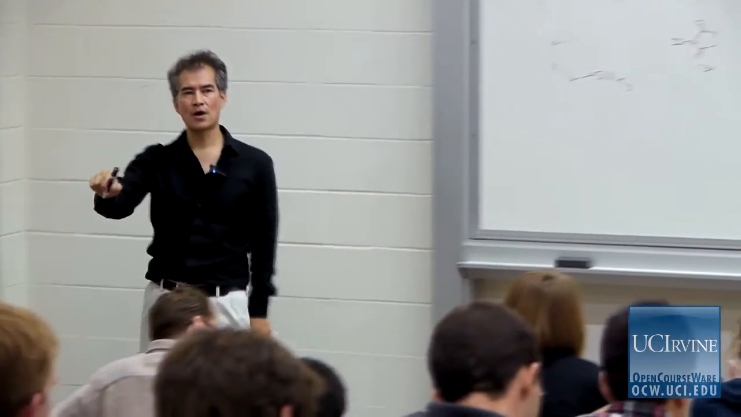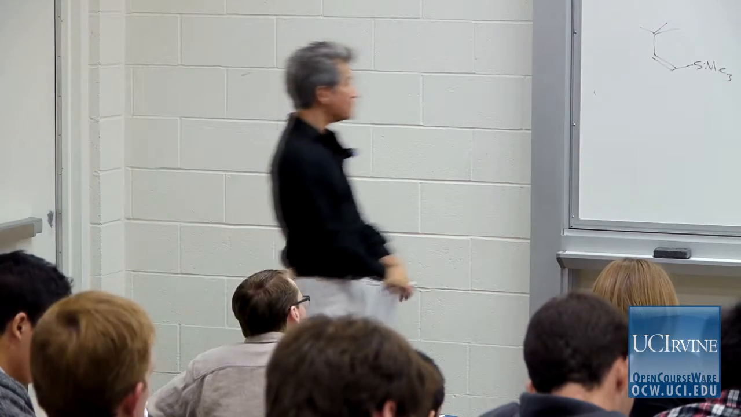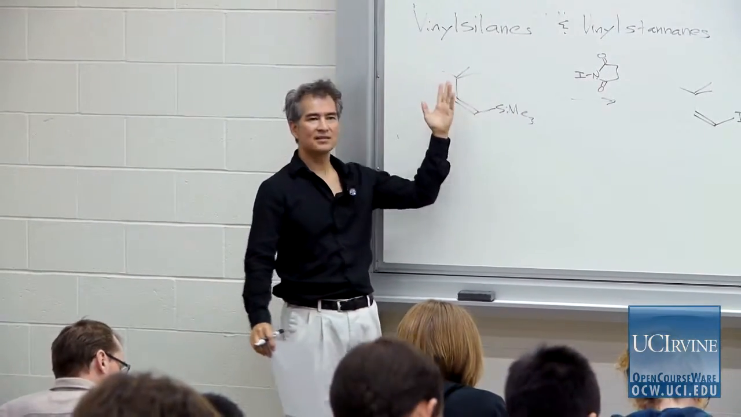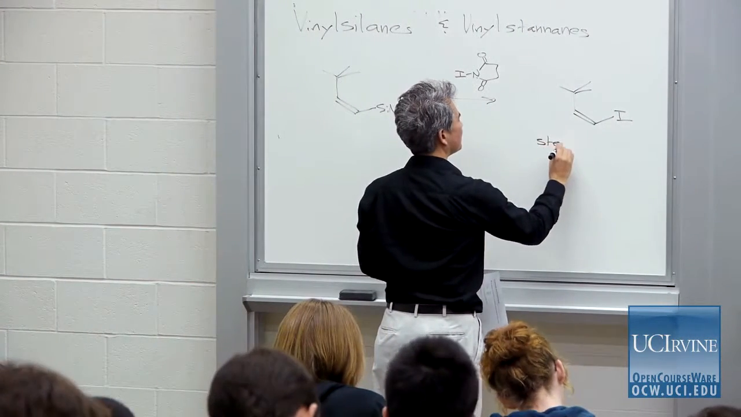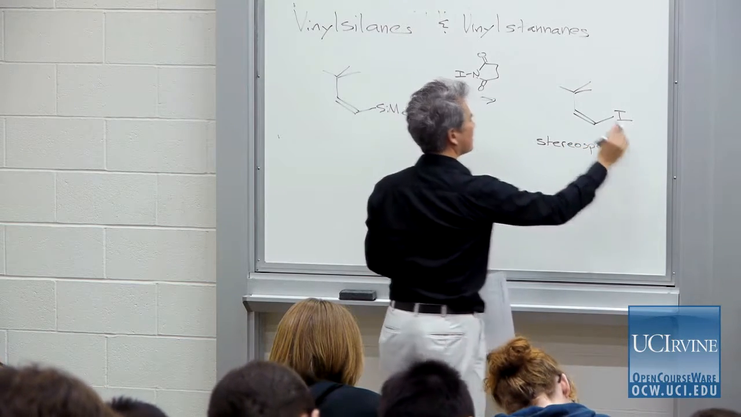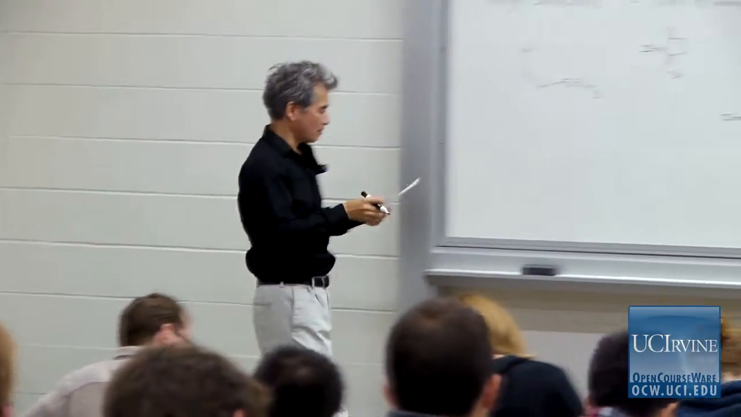And it's stereospecific. If you start off, even with this bulky group, insanely bulky group here, if you start off with this cis vinyl silane, you end up with cis, so it's stereospecific. And that makes it incredibly useful. You can add halogens, carbocations.